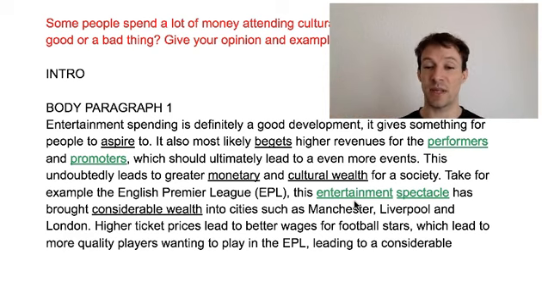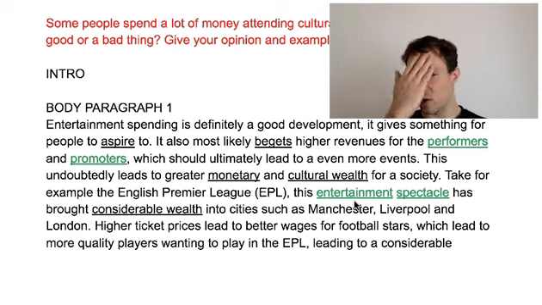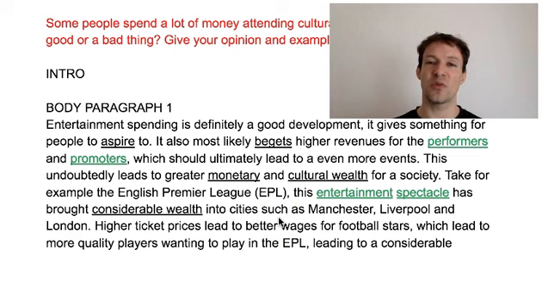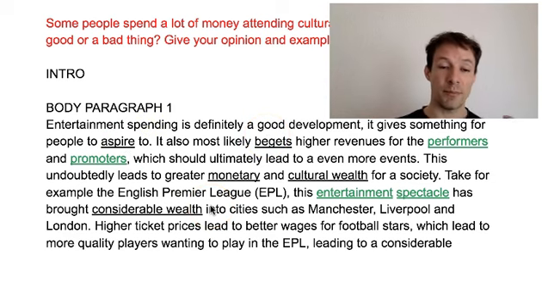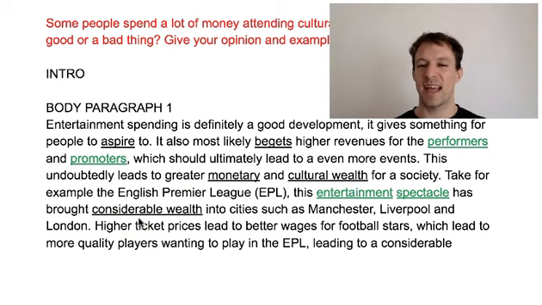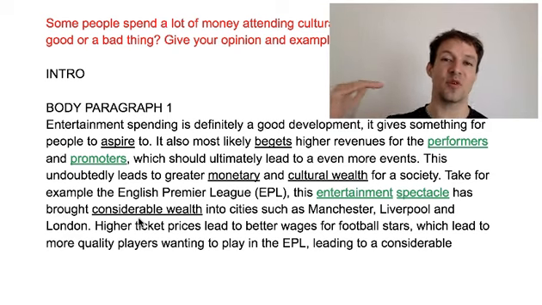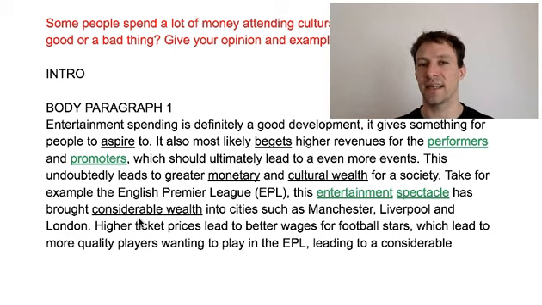So we've got entertainment, spectacle, performers, promoters, and also you'll see as well that there's lots of other words underlined in this paragraph. Beget, aspire to, cultural wealth, monetary, considerable wealth. Can you see this is slightly more advanced vocabulary that you're not going to find on the street, especially not in spoken English, definitely most likely not in spoken English. But this is what we're aiming for if we want to get a band 7 or above.